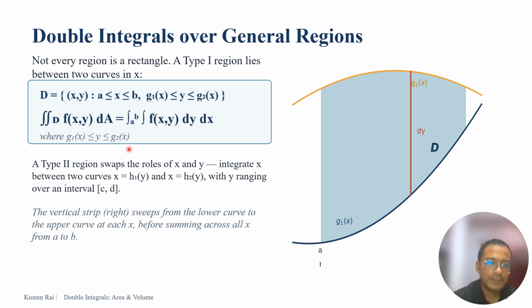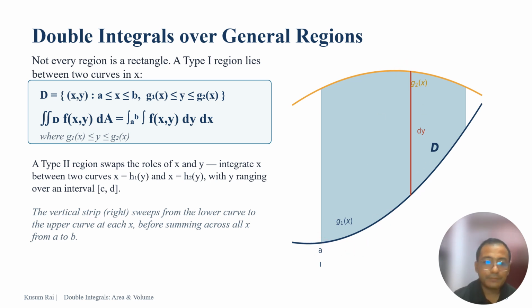Now a type 2 region swaps the roles of x and y, like integrating x between two curves, x equal to h1(y) and x equal to h2(y), with y ranging over the closed interval [c, d]. Okay, so a vertical strip runs from the lower curve to the upper curve at each x before summing across all x from a to b.